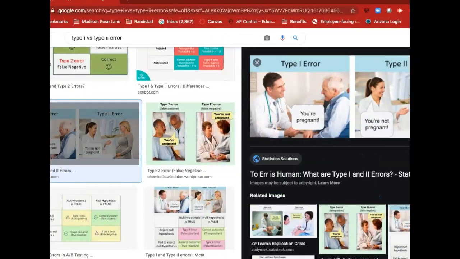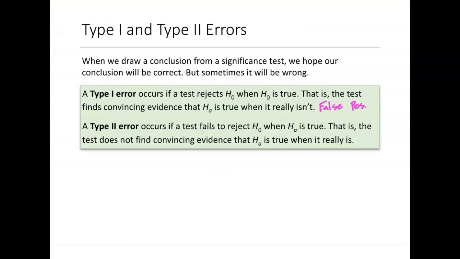Yeah. The exact opposite of what I just told you. This is not a human error. This is. So yeah, type 2 is false negative. You failed to reject the null hypothesis when you should have rejected the null hypothesis because the alternative is true.